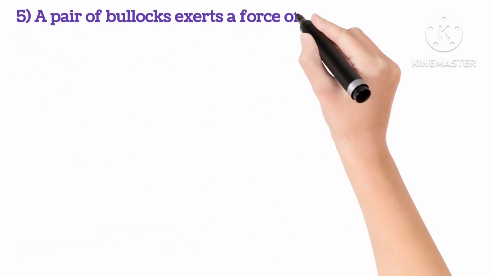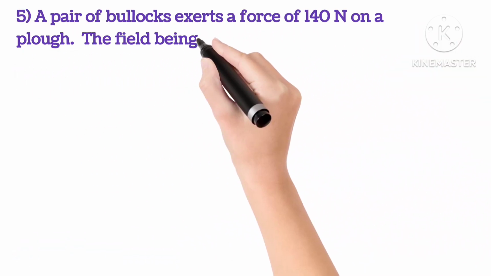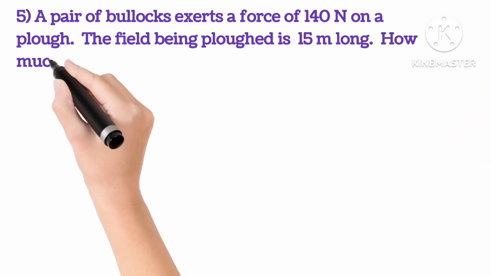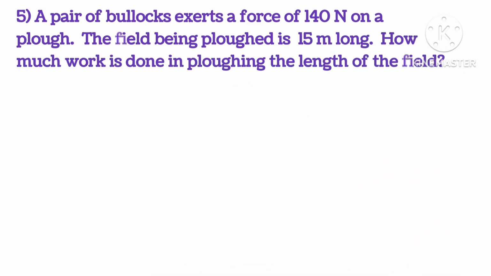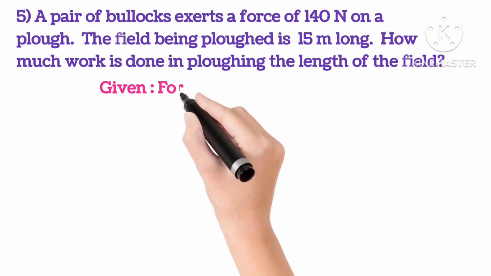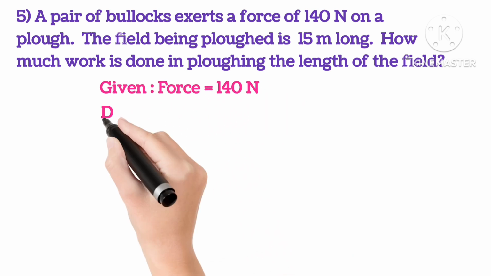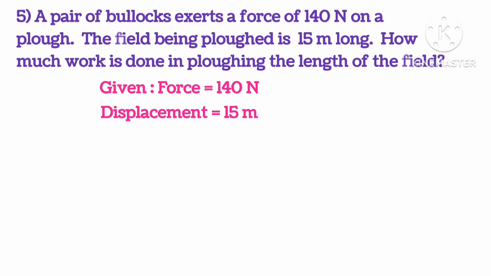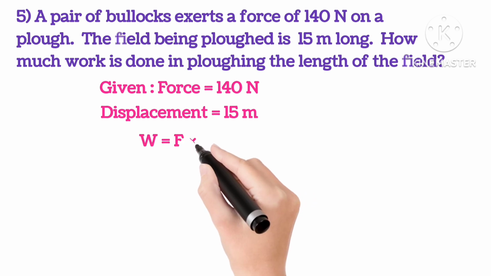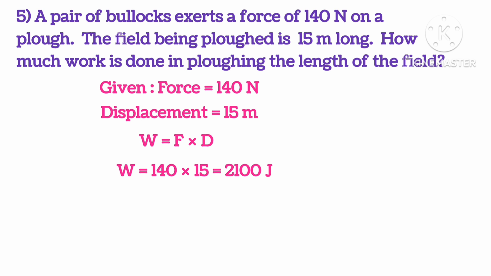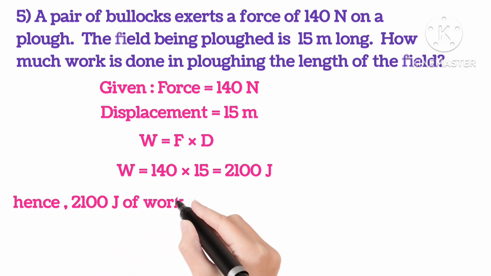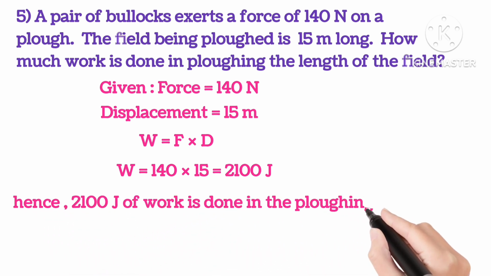A pair of bullocks exerts a force of 140 newtons on the plough. The field being ploughed is 15 meters long. How much work is done in ploughing the length of the field? Given force 140 newtons, displacement 15 meters. So work done will be force into displacement. Putting the values, we get 2100 joules work is done here.